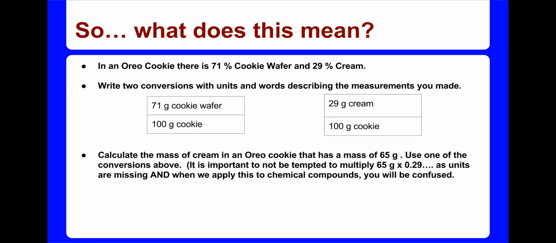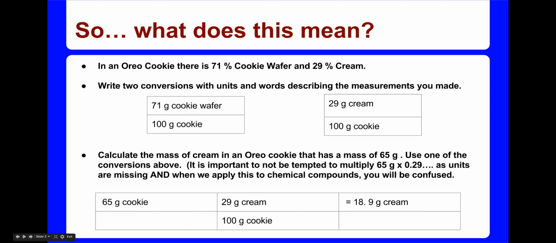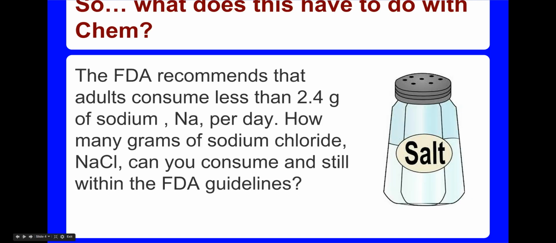So if we want to start with 65 grams of cookie, we want to calculate the mass of cream. That means we use this conversion. Here we see that 65 grams of cookie converts to grams of cream by using the conversion 29 grams of cream over 100 grams of cookie. Therefore, cookies cancel, and you're left with grams of cream.